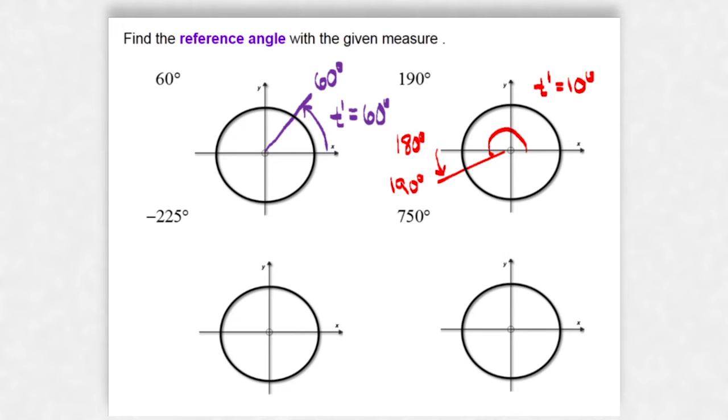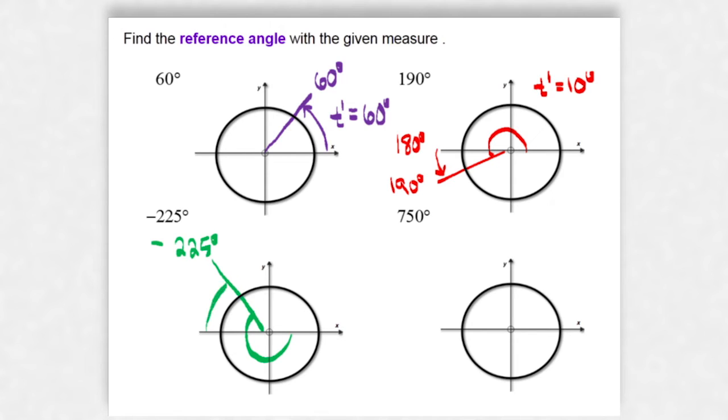I do one, you do three. You got one out of the way. Negative 225 degrees. Oh goodness. I go in the negative direction, negative 180 and another 45. There's negative 225. My reference angle would be right here.